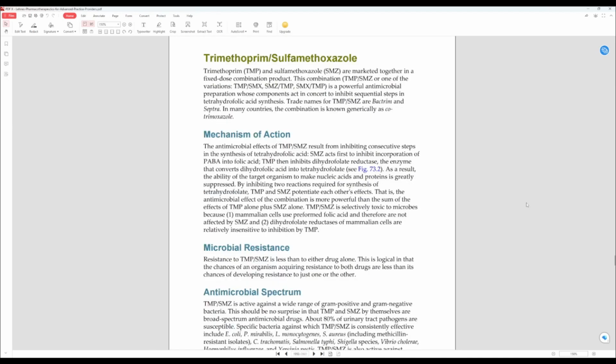Which brings us now to our combo drug, trimethoprim-sulfamethoxazole. Trimethoprim (TMP) and sulfamethoxazole (SMZ) are marketed together in a fixed-dose combination drug. This combination is a powerful antimicrobial preparation whose components act in concert to inhibit sequential steps in tetrahydrofolic acid synthesis. Trade names for TMP-SMZ include Bactrim and Septra. In many countries, the combination is generally known as cotrimoxazole. So how does it work?